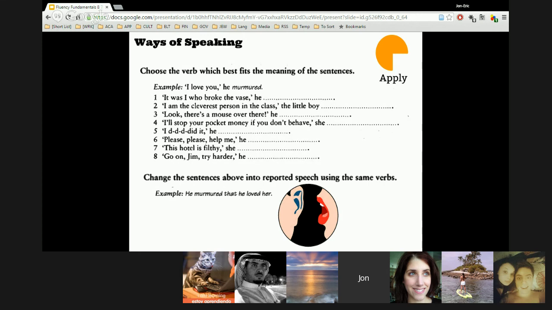Sounds kind of negative. Take a look at the bottom here, and it asks you to change the sentences into reported speech. And I just did an example for you. My boss insisted that... Notice I had to change the present to the past. My boss insisted that I hurried up. So if I say it with reported speech, I have a that, and everything after that goes backwards in time. There's another example. He murmured that he loved her.